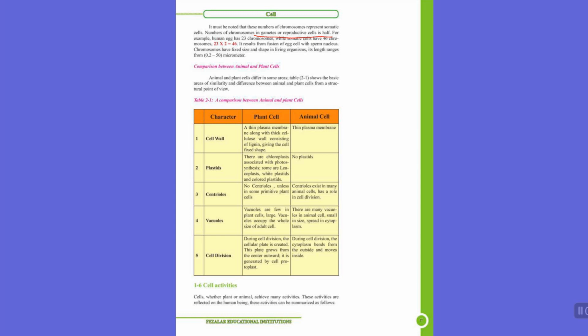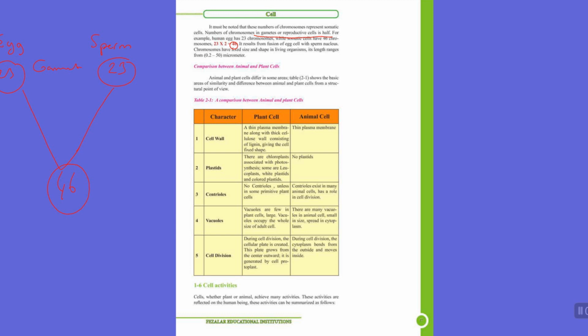The zygote results from the fusion of an egg cell with a sperm cell. The chromosomes have a fixed size and shape in a living organism. Their length ranges from 0.2 to 50 micrometers. What does this mean? One egg cell and one sperm cell are both gametes with half the number, but a new organism is formed by the fusion of these two to form the 46 chromosomes again.